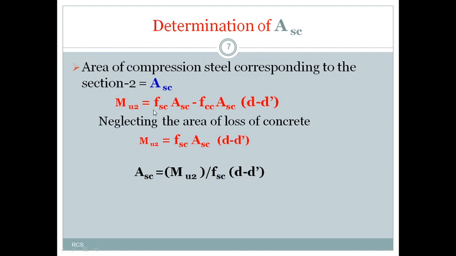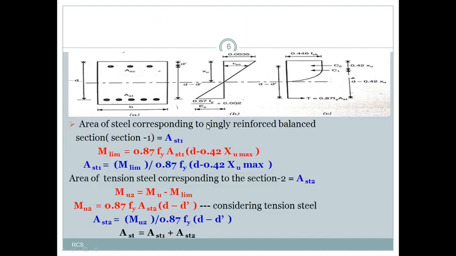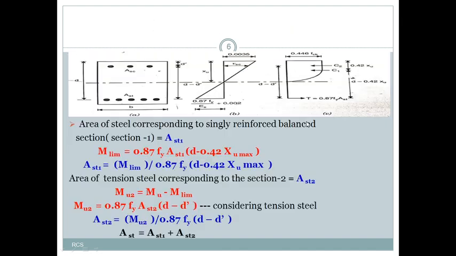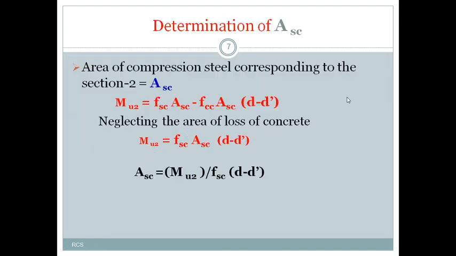Mu2 is the moment of resistance in this section, that is equal to the force in compression steel, FSC into ASC, into D minus D dash. Or we will get the actual formula, that is Mu2 equals FSC ASC minus FCC into ASC into D minus D dash. So here FSC is the compressive stress in steel, ASC is the area of compression reinforcement, and minus this value we have to deduct. This thing we have already discussed.